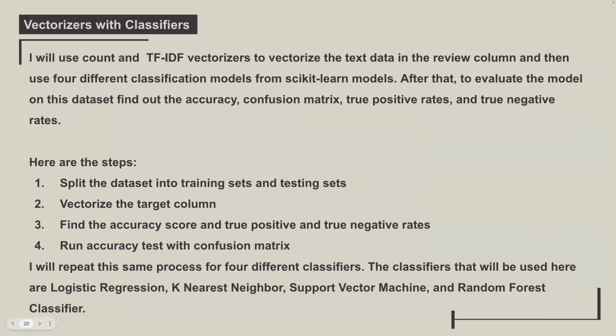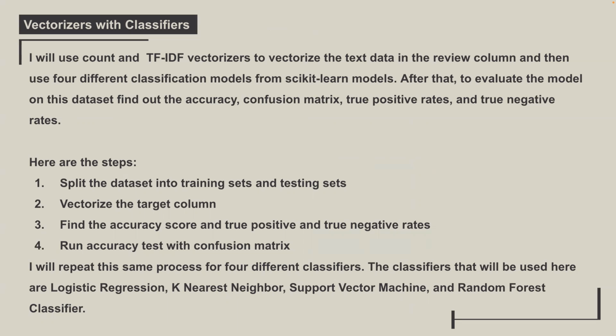Then moving to vectorizers and classifiers. I use count and TF-IDF vectorizers to vectorize the text data in the review column, and then use 4 different classification models from scikit-learn. After that, I evaluate the models on this dataset to find the accuracy, confusion matrix, true positive rate, and true negative rate. There are 4 steps I did: split the dataset into train and test sets, then vectorize the target column, which is the review column, and find the accuracy score and true positive and true negative rates. Lastly, we'll run accuracy tests with the confusion matrix.